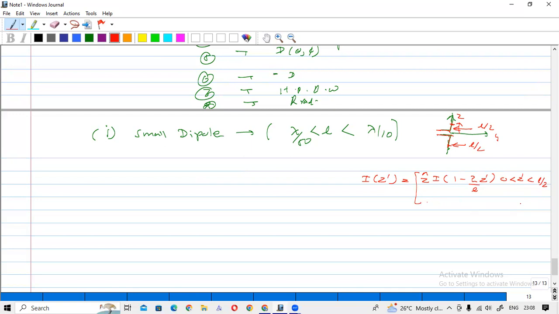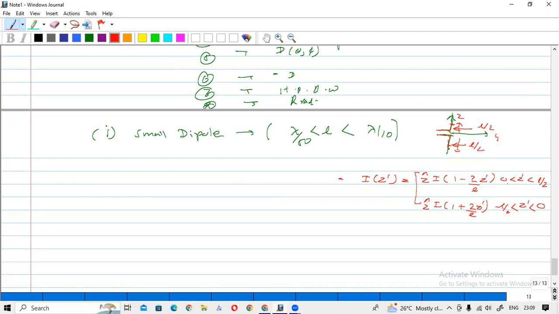And if z dash is a minus value, that means in this place, z should be less than 0 and greater than minus L by 2. At that time, it is also in the z direction, I 1 plus 2 z dash by L. So the current distribution is changed, and you have two current distributions for this one and this one.